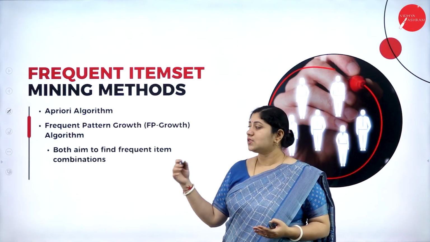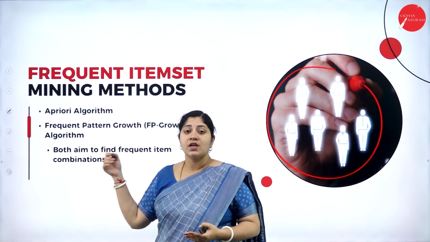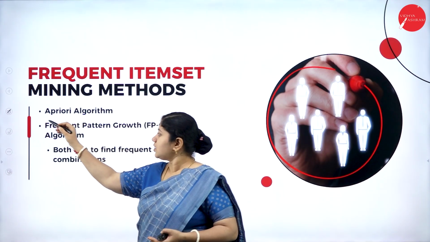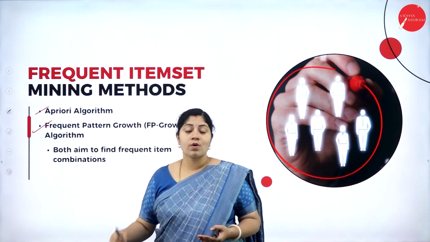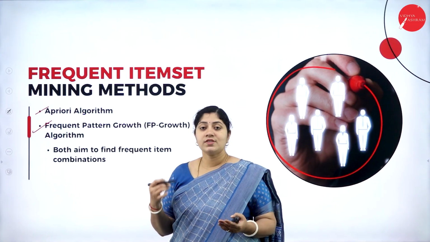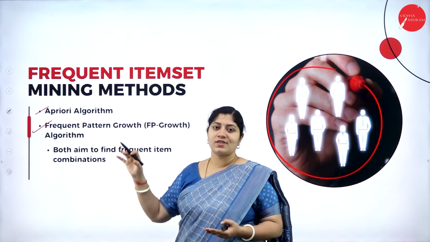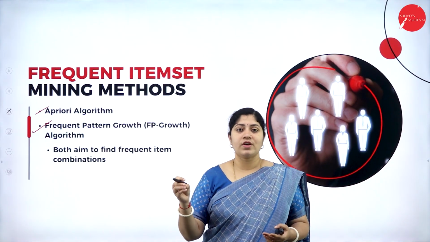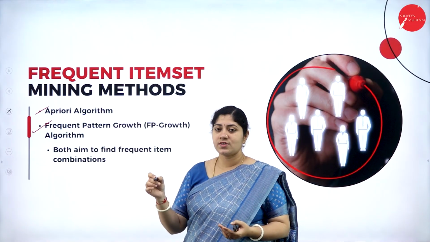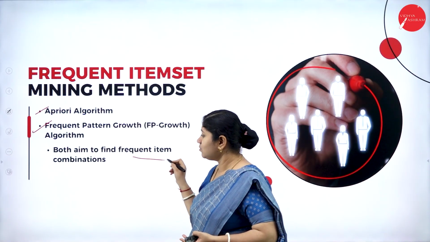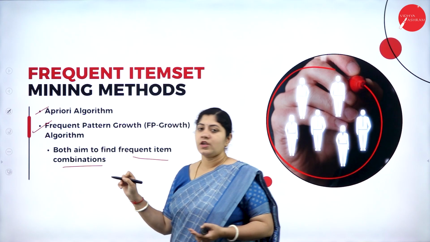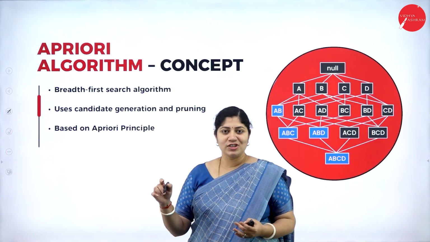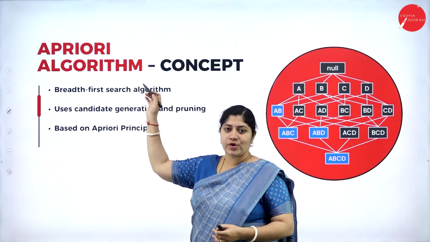The first algorithm is none other than the Apriori algorithm. The second one is the FP growth algorithm. These are the 2 prominent algorithms. Now, what is the aim of both of these algorithms? Both algorithms aim to find the frequent item combinations. What is their aim? To find the frequent item combinations. Thus, these are very frequently used algorithms. Let's move forward with the initial algorithm, which is nothing but the Apriori algorithm.